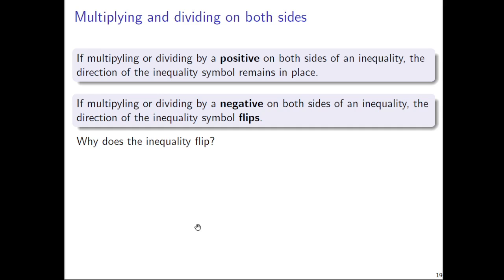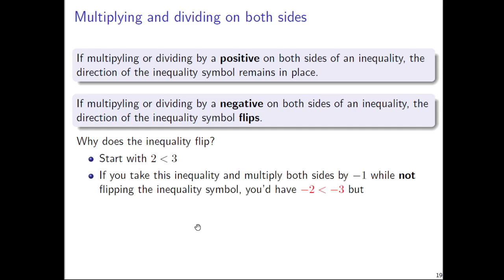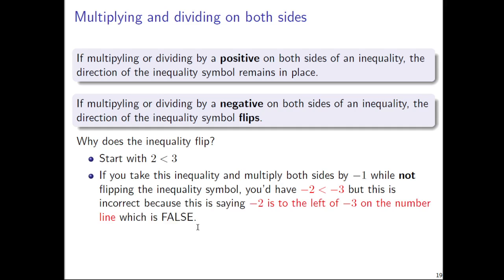It's really geometrically because things flip around or reflect, but let's just go with a small example. If you start with 2 is less than 3, and you multiply both sides by -1 but you don't flip the inequality symbol, you'd have -2 is less than -3. And you'll notice that that's not correct, right? Because this is trying to say that -2 is to the left of -3 on a number line, which is false. So if you start with 2 is less than 3, multiplying both sides by -1, we have to flip the direction of the inequality symbol and have -2 is greater than -3.